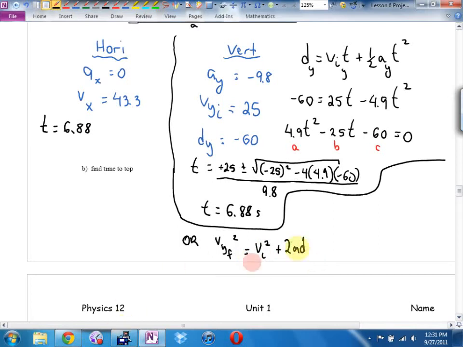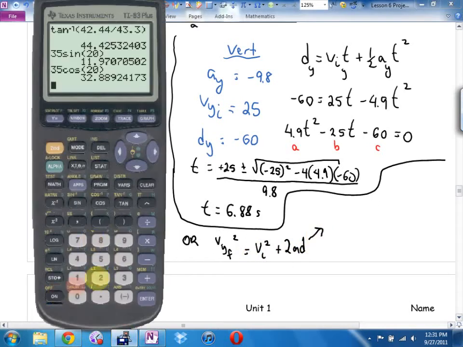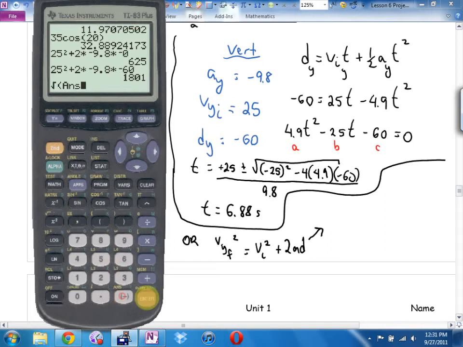When I type that in, the initial was 25 squared plus 2 times negative 9.8 times negative 60. Negative, whoops, try that again. The 6 didn't go, did it? Negative 60. I get 1801 square root. And I get VY final is 42.44.